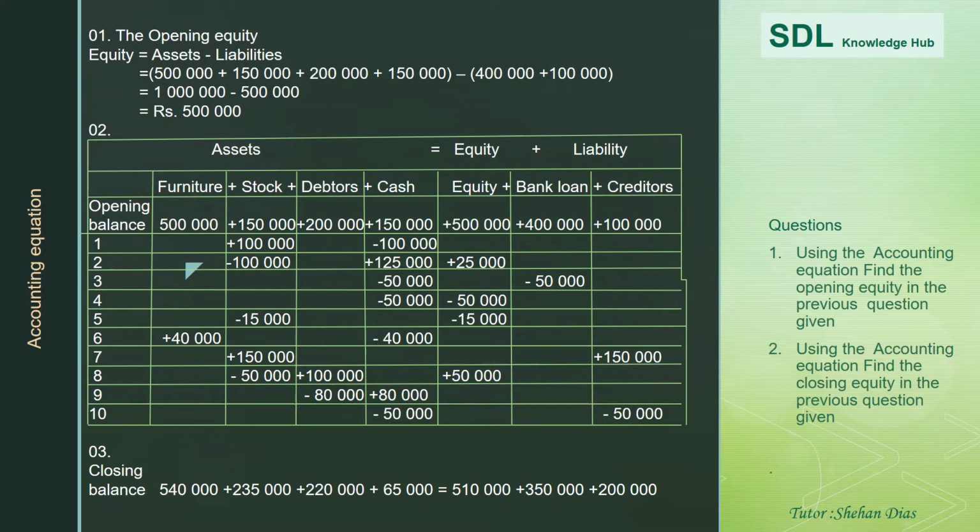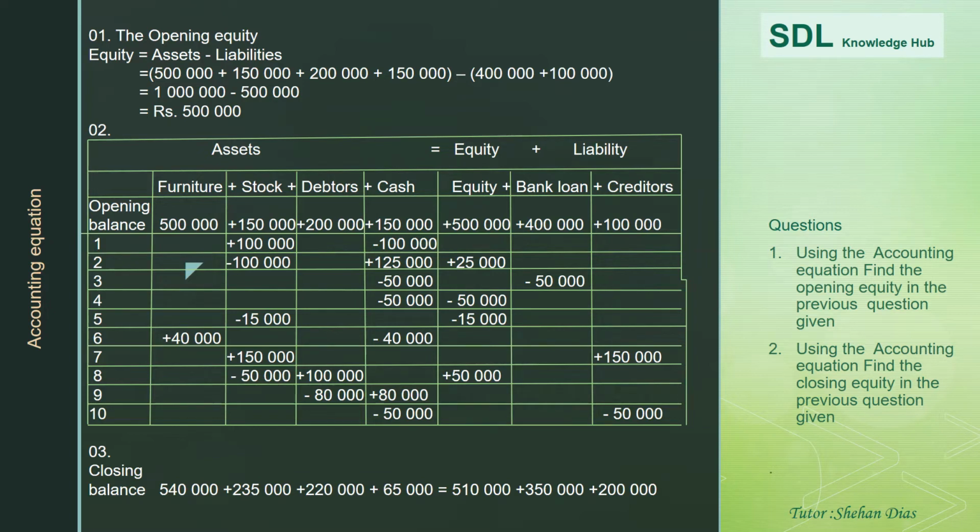Then debtors paid money to the value of 80,000. So debtors will reduce by 80,000 and cash will increase by 80,000. Then finally, paid creditors 50,000. So cash will reduce by 50,000 and creditors will also reduce by 50,000.